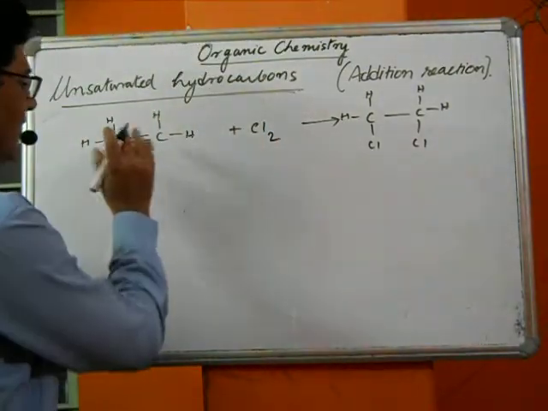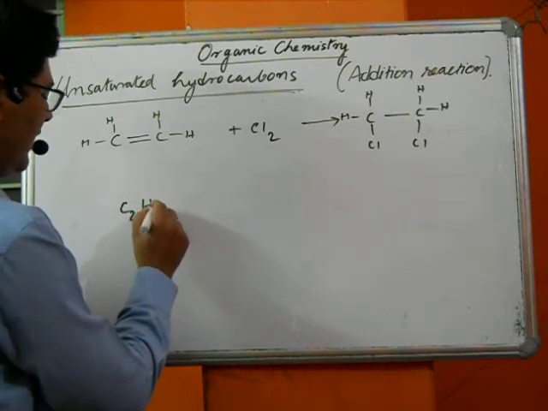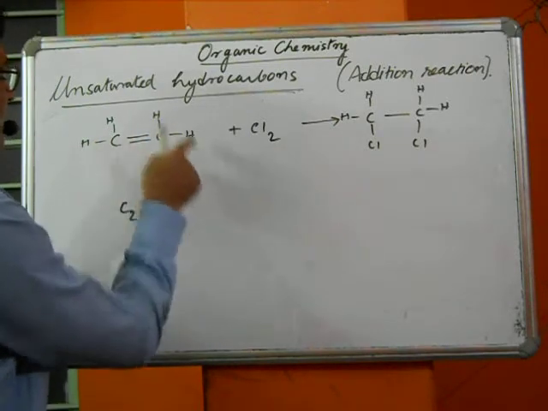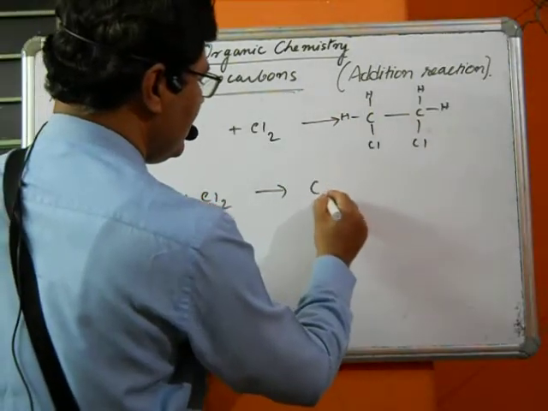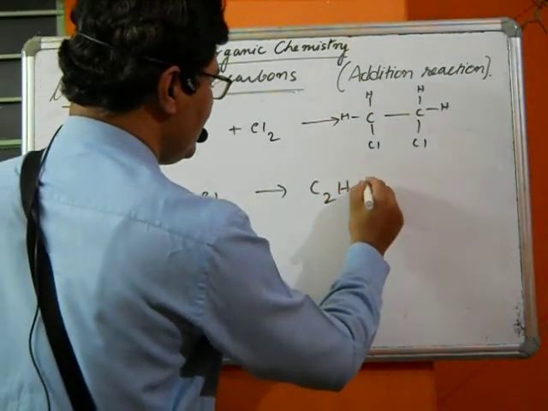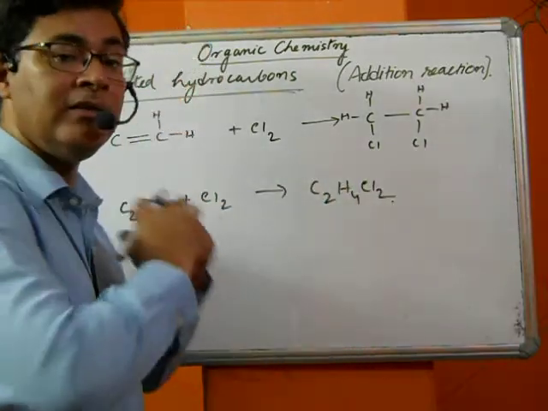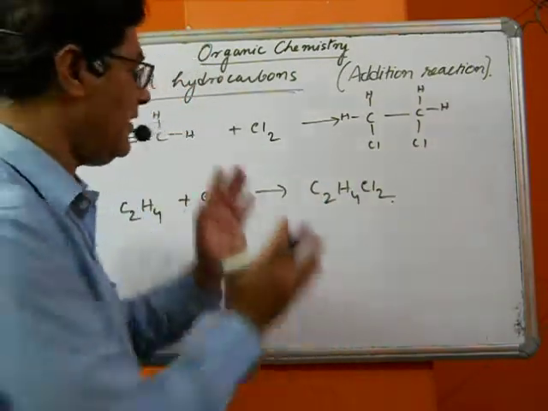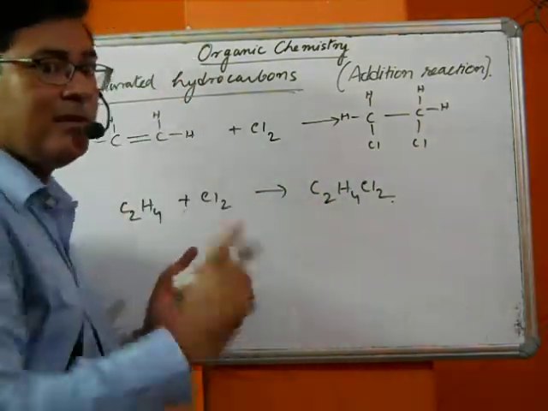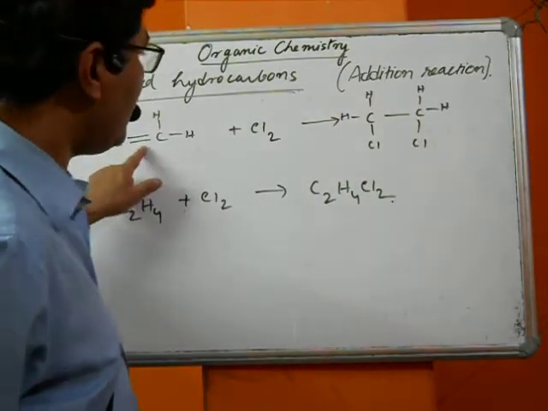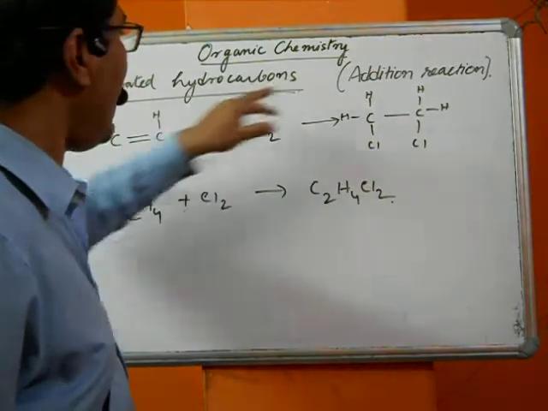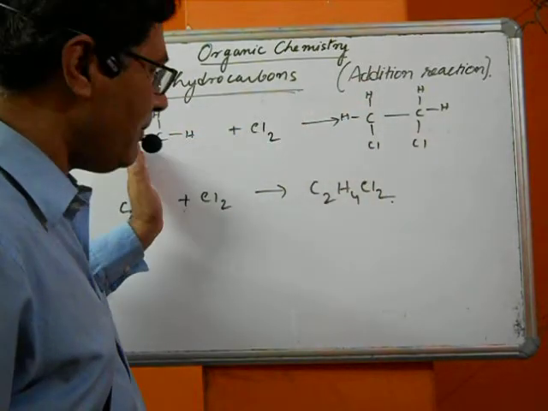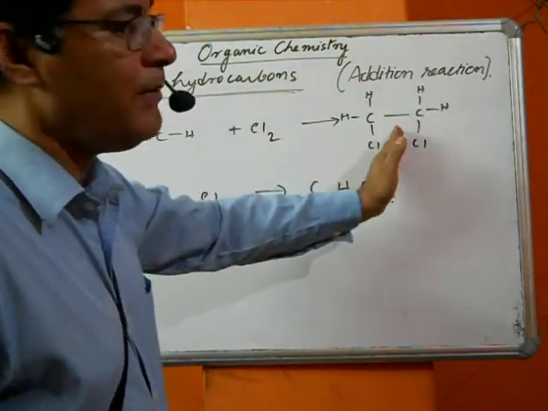So if I write it in the condensed form, C2H4 plus Cl2. What is the molecule forming? C2H4Cl2. None of the hydrogens are replaced over here. The chlorine just comes and takes place. But observe something. The double bonded compound converted to a single bonded compound. So in an addition reaction, if there is a double bond, it converts to a single bonded compound.